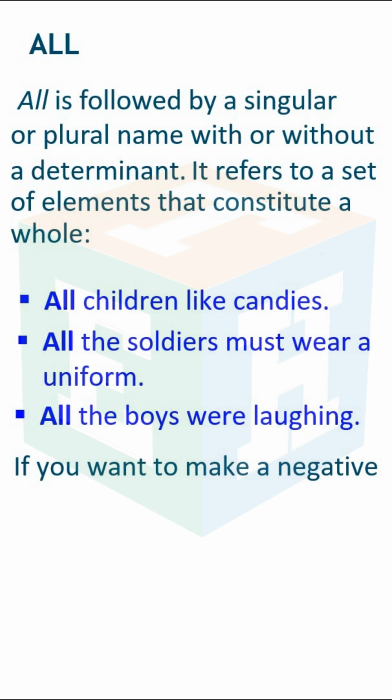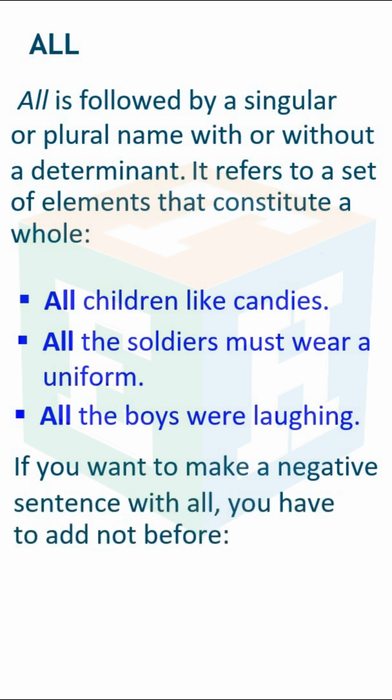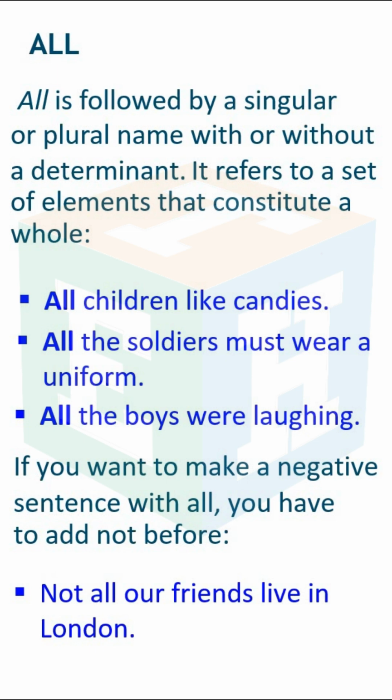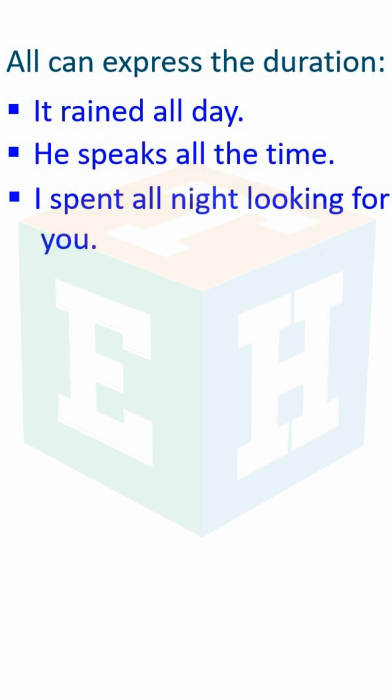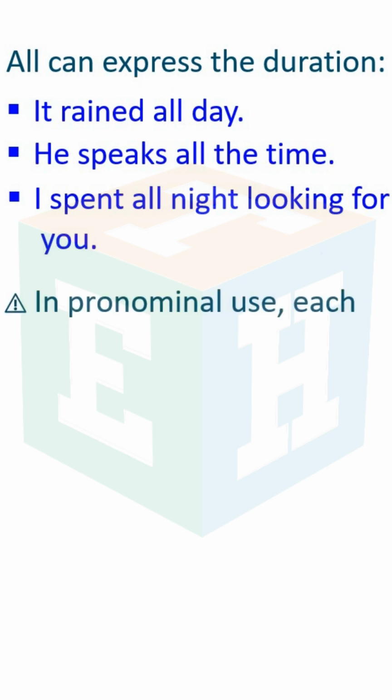If you want to make a negative sentence with all, you have to add not before. Not all our friends live in London. All can express the duration. It rained all day. He speaks all the time. I spent all night looking for you.